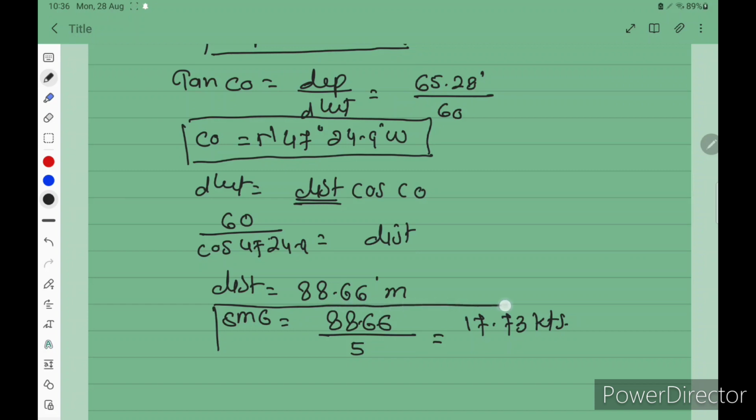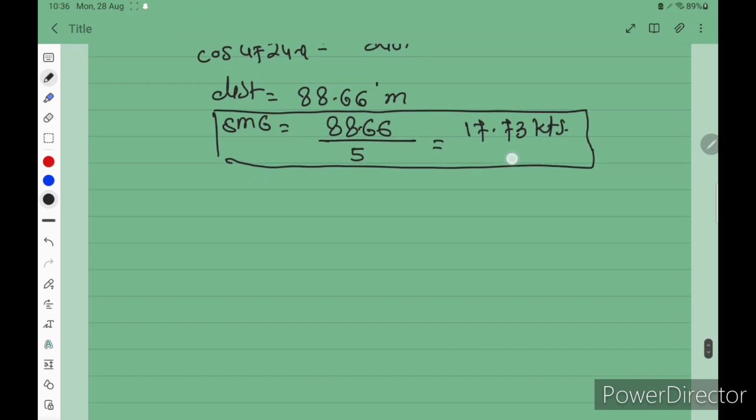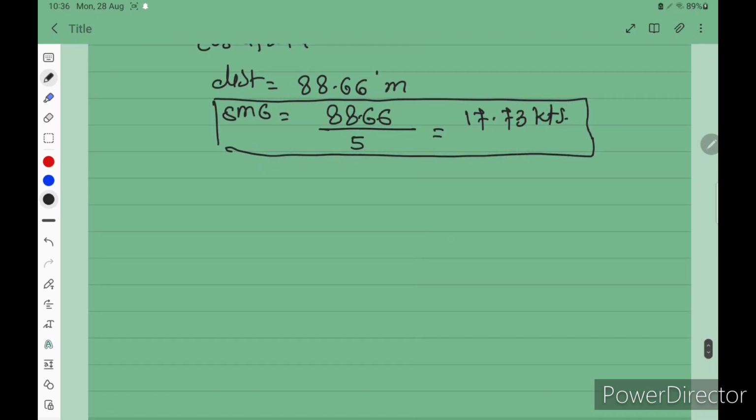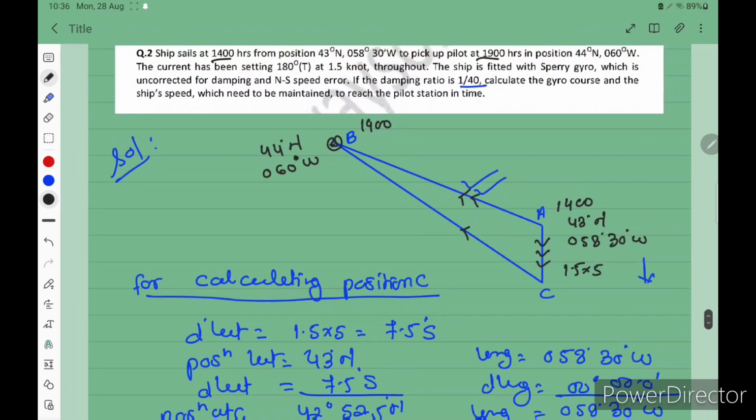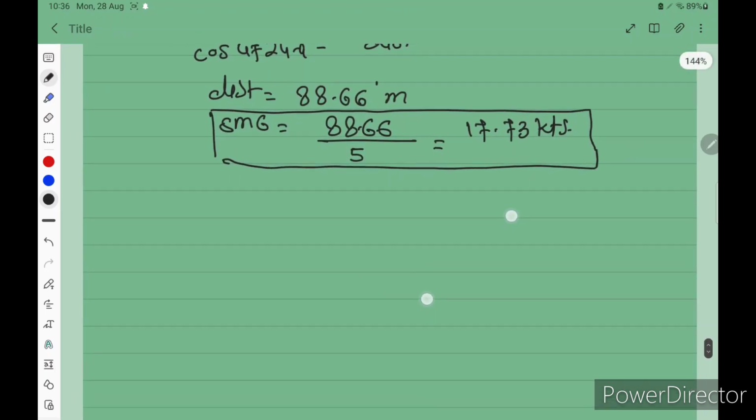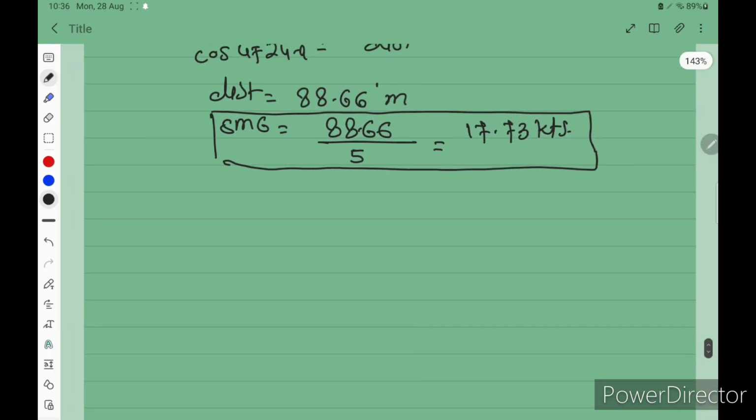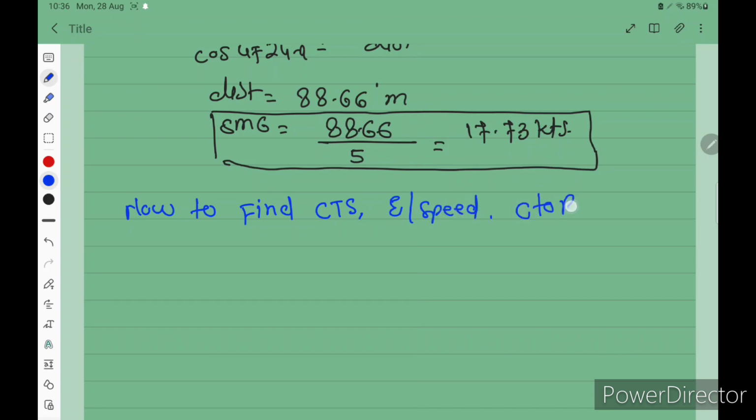Okay, this thing is clear. Now we have to find the CTS and engine speed. We have the position C, we have the position B, so we have to find the CTS. To find CTS and engine speed, we have to go C to B.